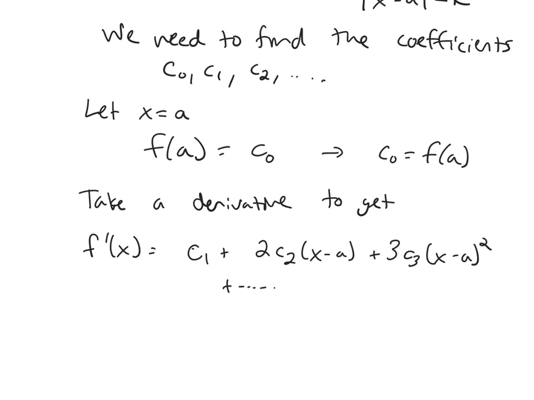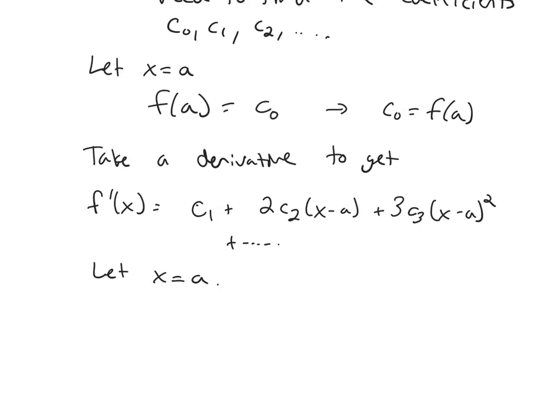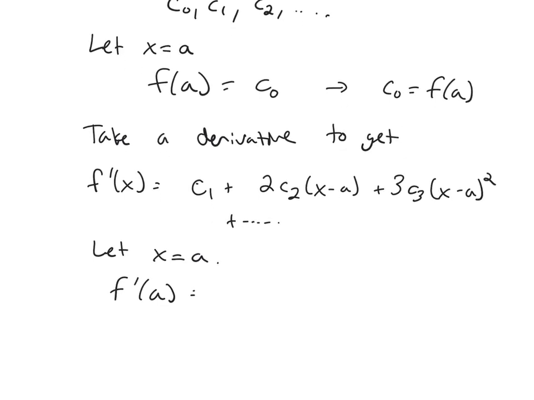Let's do what we did on the last part. Let's plug in x equals a again. On the left, you're going to get f prime of a. What do I get on the right-hand side? c1. So now we know how to find the coefficient c1. I take the derivative of f and I plug in a. That's how I find the second coefficient.